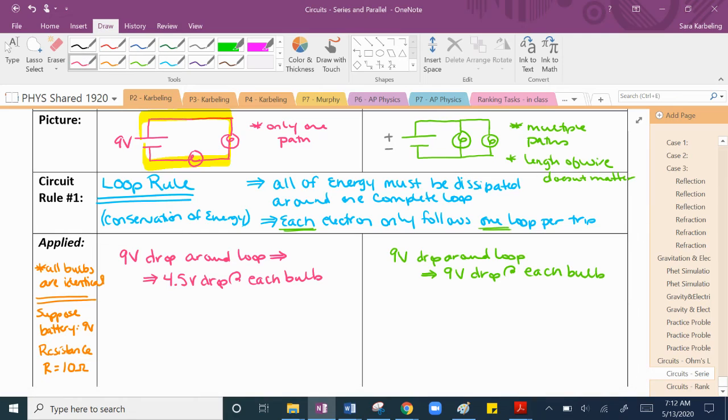So what does that mean for the numbers? Well, I'm going to go back to the series circuit here for a minute, and let's figure out what the current is going to look like.